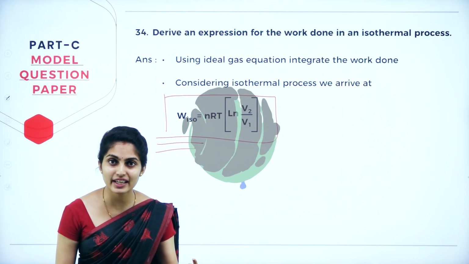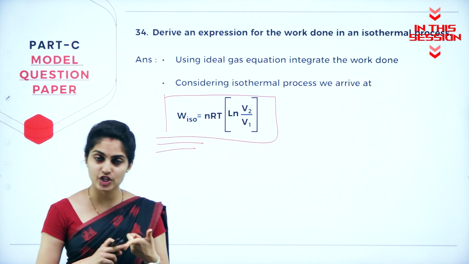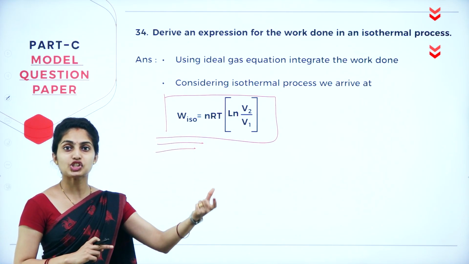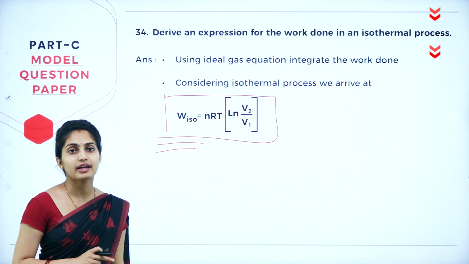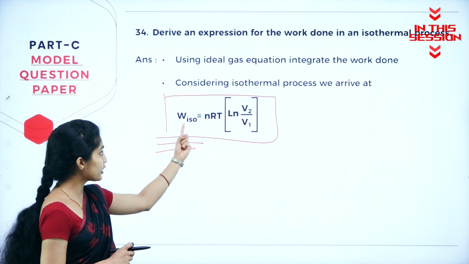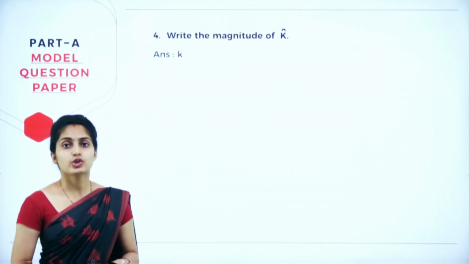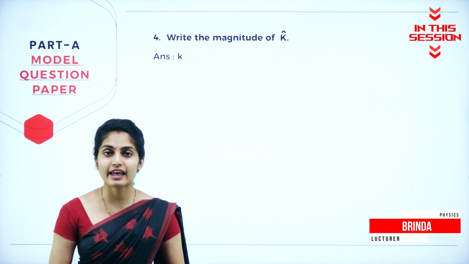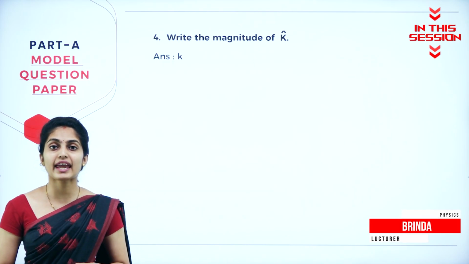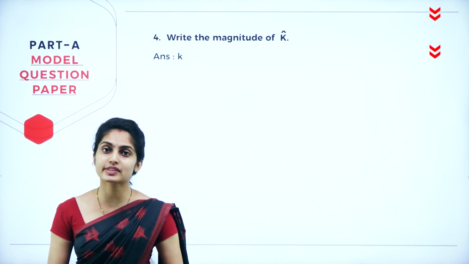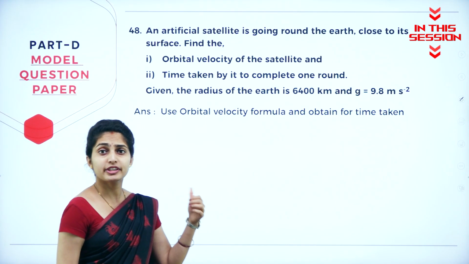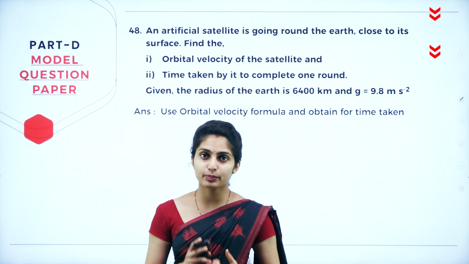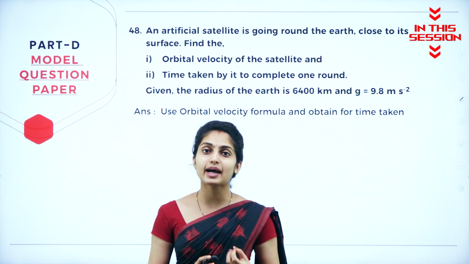You have to integrate the work done, having the work done expression. Then you will have to consider isothermal conditions, and finally you will have to arrive at work done during isothermal condition. Okay, write the magnitude of K cap, and the magnitude of K cap is nothing but just K. Okay, orbital velocity as well as the time taken by using orbital velocity formula and time formula.